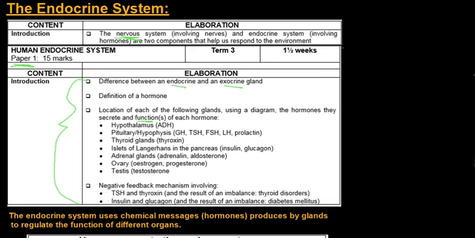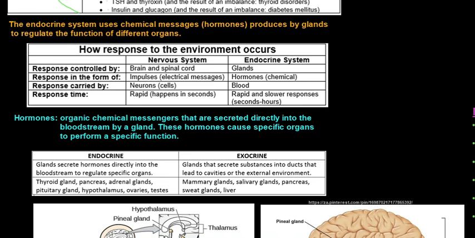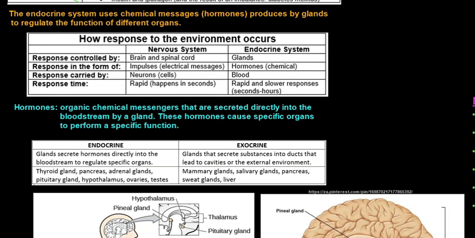Now, before we get into exocrine and endocrine glands, let's just look at what the endocrine system actually does. So the endocrine system uses chemical messages, hormones, that are produced by glands to regulate the function of different organs. Now, when we did the nervous system, I gave a quick breakdown of the differences between the two systems, the nervous system and the endocrine system. So let's just quickly look at that again.